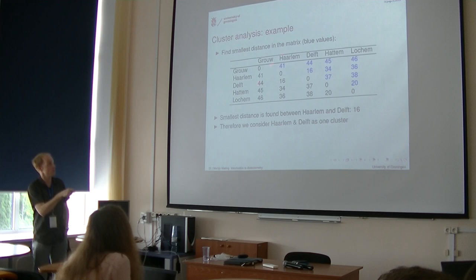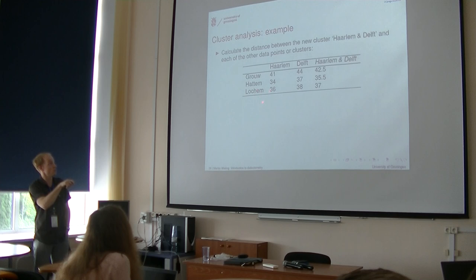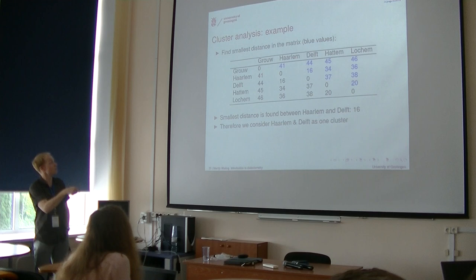Yeah? So if we look in this table, the smallest distance is found between Haarlem and Delft. So we will fuse these two points, yeah? Haarlem and Delft. We consider Haarlem and Delft as one cluster. Right? So we look at Haarlem and Delft compared to the distances to the three remaining points. So Grau Haarlem is a distance of 41. Right? So Haarlem Grau 41. So it's simply taken from the previous. You see all the distances for Delft.